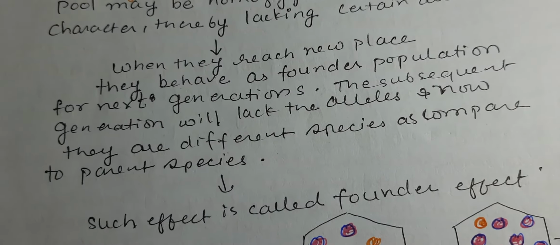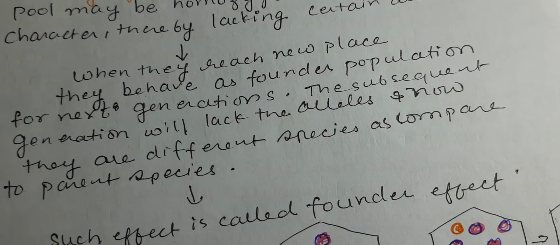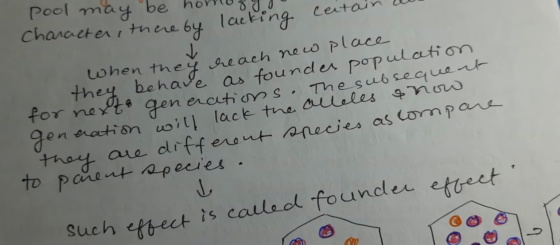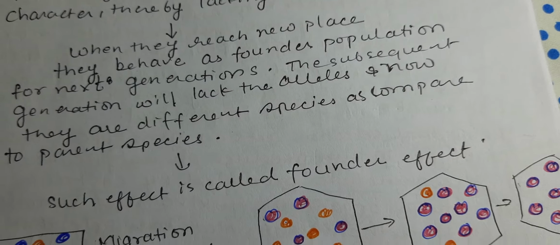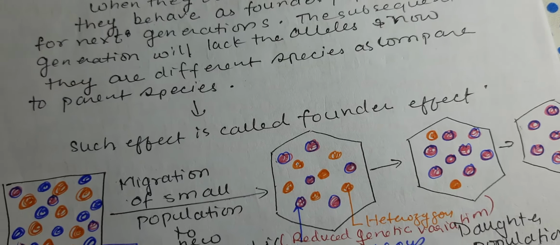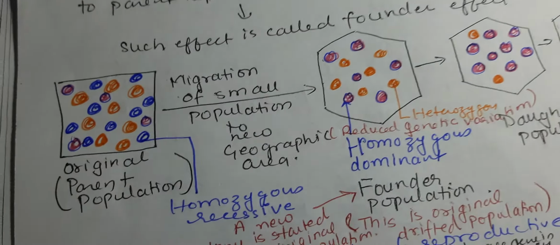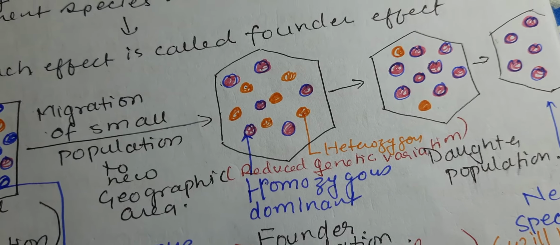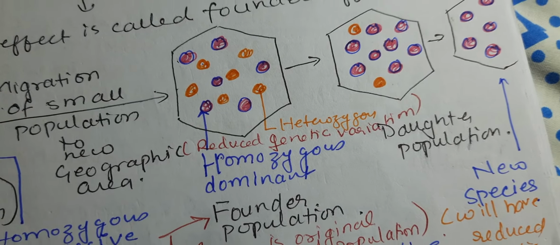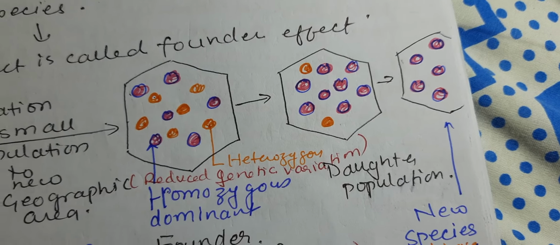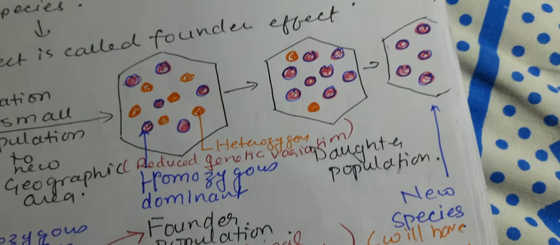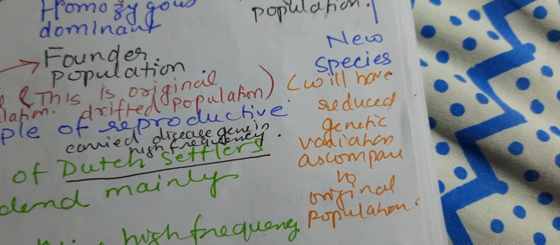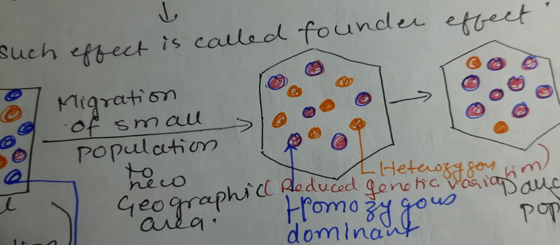Now when they reach a new place, they behave as a founder population because they lay down the foundation for the next generation. The subsequent generation will lack the allele, and now they are different species as compared to the parent. Such effect is called founder effect. You can say this is original, then they get migrated to a new area. So homozygous dominants are there. Now again, the daughter population and new species. So slowly and slowly, the new species will have reduced genetic variation as compared to the founder.